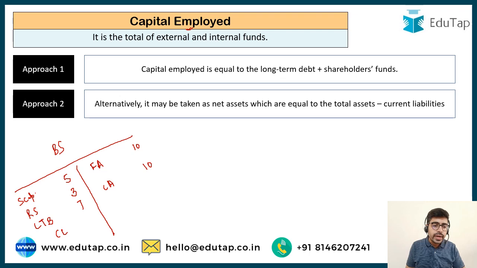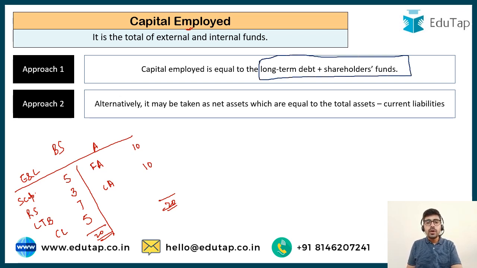We also have current liabilities. Let's assume they are 5 lakh. The total of the balance sheet is always equal on both sides, the asset side and the equity and liability side. So this is going to be 20 and this is going to be again 20. Now to compute the capital employed, we have 2 approaches. One approach is long-term debt plus shareholder funds. If we use this approach, how much is the capital employed? Long-term borrowing is 7 plus the shareholder funds, which comprise the share capital plus the reserves and surplus. So this would turn out to be 15.